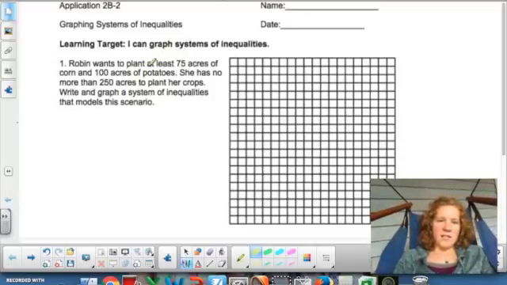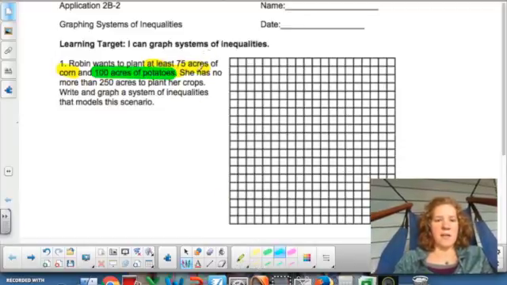So the first thing is she wants at least 75 acres of corn, and then she also wants at least 100 acres of potatoes. And then the last piece of information is that she has no more than 250 acres on which to plant.